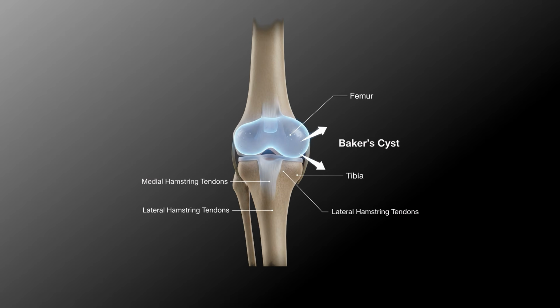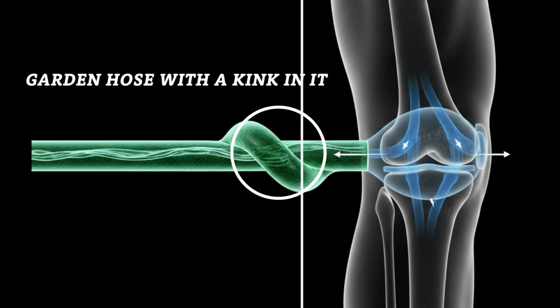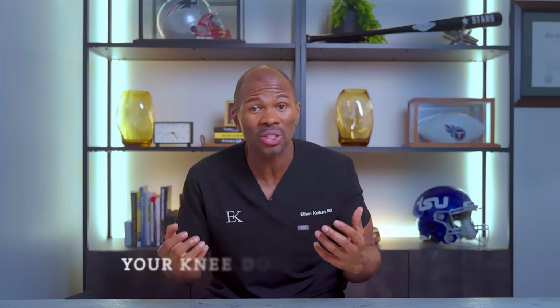It's a fluid-filled sac that forms when your knee produces too much joint fluid. Your knee makes this fluid to lubricate the joint, kind of like oil in an engine. But when the joint is inflamed, it can overproduce. That excess fluid has to go somewhere, so it pools in the back of your knee and forms this cyst. Imagine a garden hose with a kink in it. Water is flowing through at a normal pressure, then it hits the kink. Pressure builds up right behind the kink because the water can't get through. The hose starts to bulge where the pressure is the highest. Your knee does the same thing. It's making more fluid than it can process, so the fluid backs up and pools behind your knee.